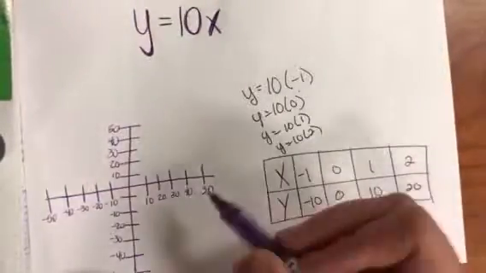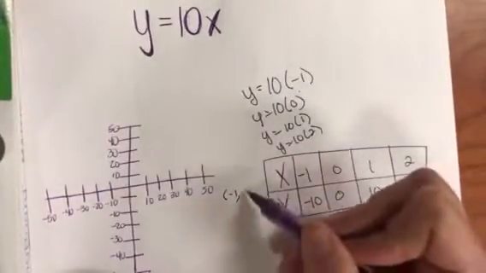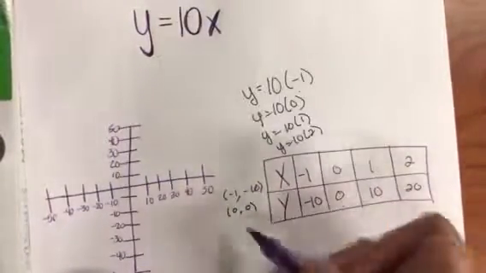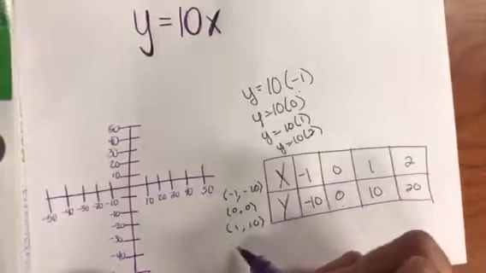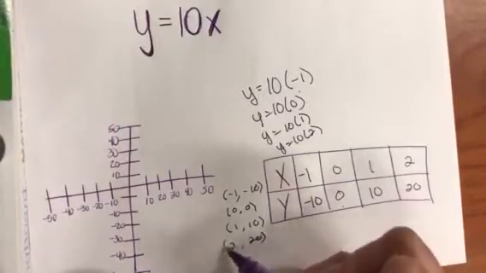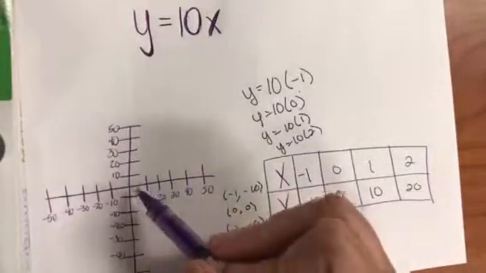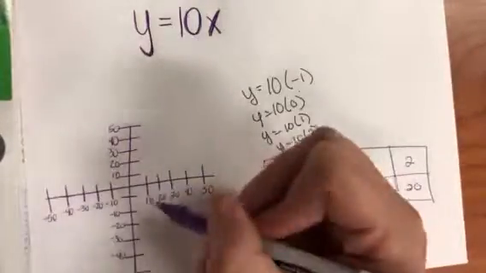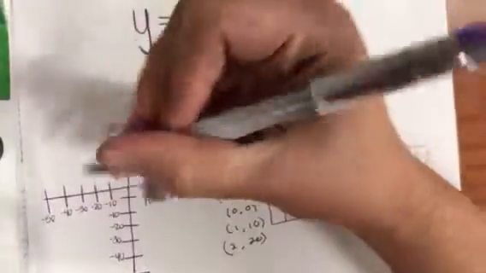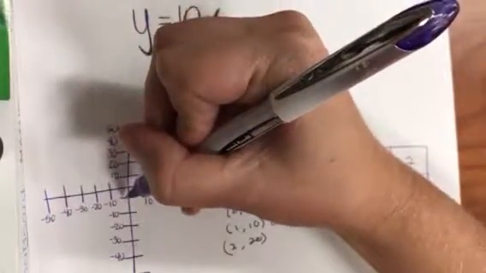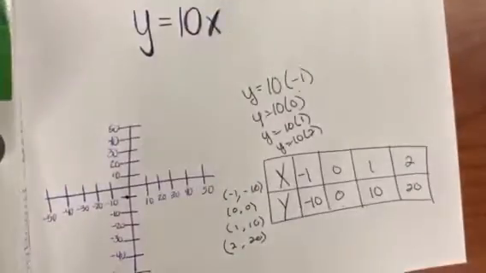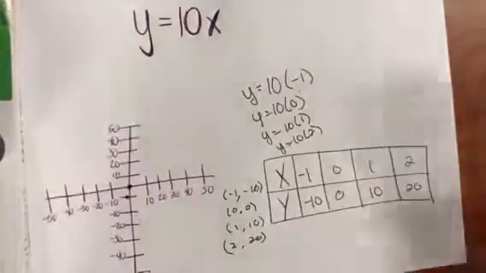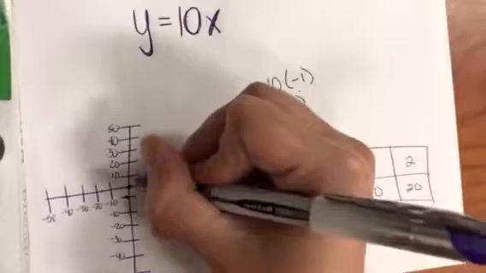So now I have ordered pairs. I've got -1, -10; 0, 0; 1, 10; and 2, 20. It's going to be kind of hard on the -1. We should have done these as ones and twos, but that's okay. So we'll do -1, -10 about right here. Then 0, 0, which is right here through my origin. 1, 10, which again, about here.